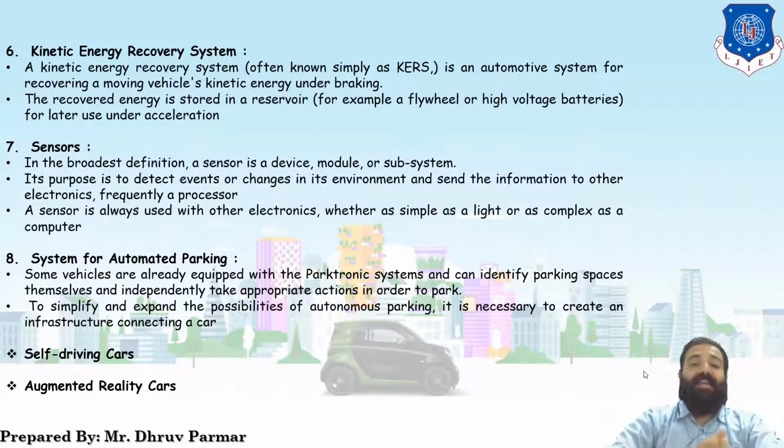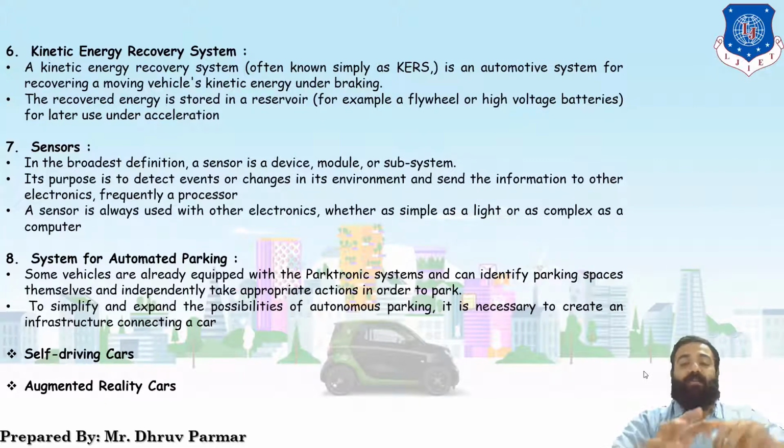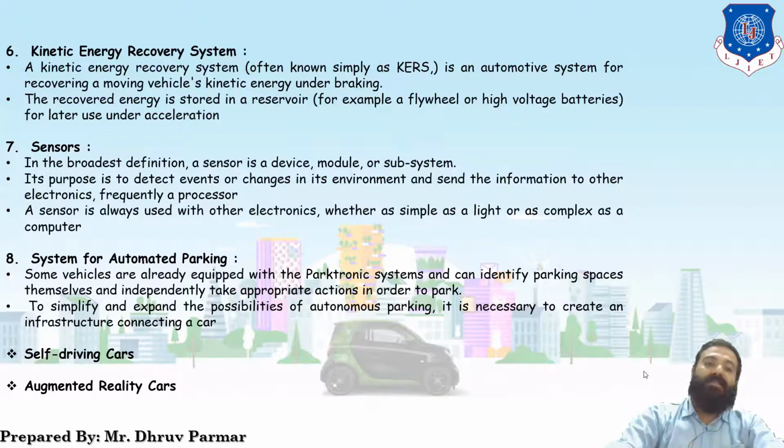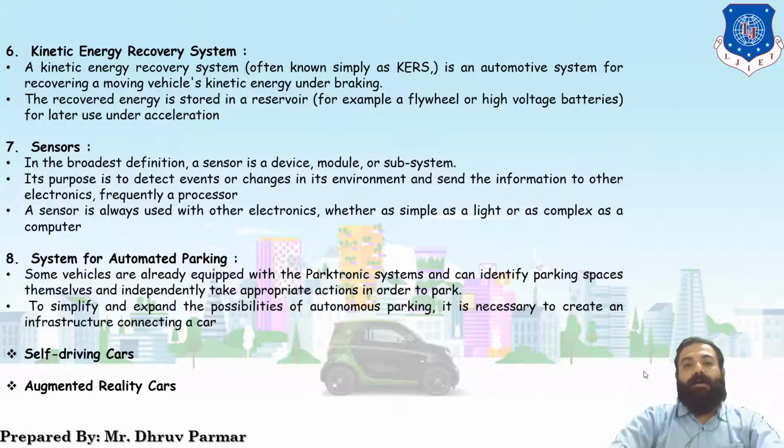The eighth one, the system for automated parking. As I said, different types of systems are used in different types of vehicles. Some vehicles, like Fortuners and Evers, are equipped with an automatic parking system. Clear? That system identifies the parking space and parks automatically. The system requires infrastructure connected to it, so it can easily park the vehicle.